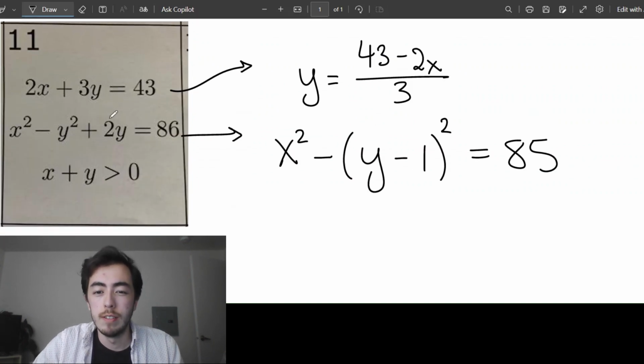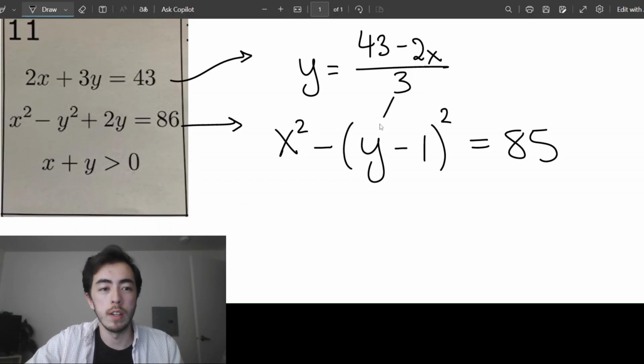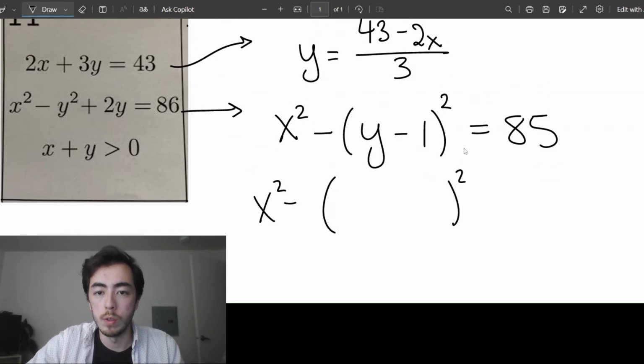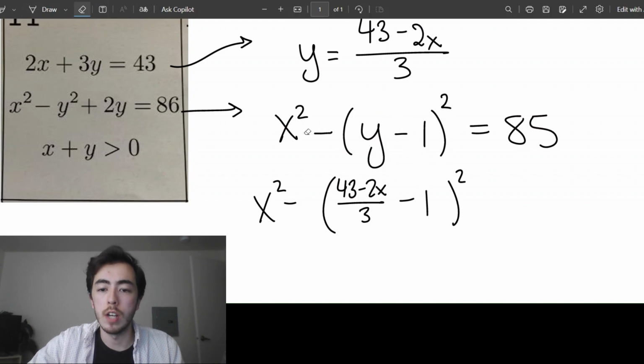Now, I guess we could do some substitution here. I'm not going to like it that much because subbing in this y value right here is going to be a bit messy, but that seems to be the easiest way forward to me if we're doing it algebraically. I think I want to save graphing for the end. So x squared minus, and then substituting in my value for y, which is 43 minus 2x over 3. I still have this minus 1. I think I'll try doing the common denominator in the next step.